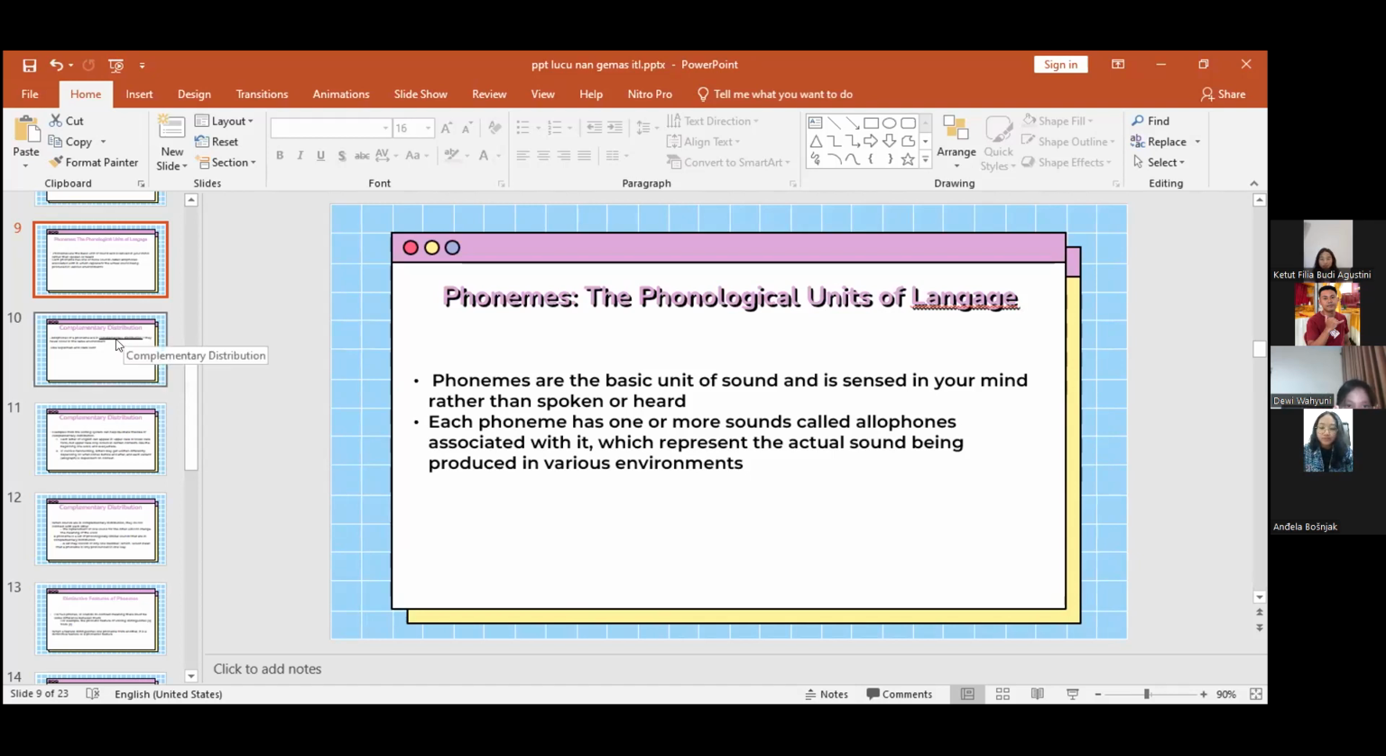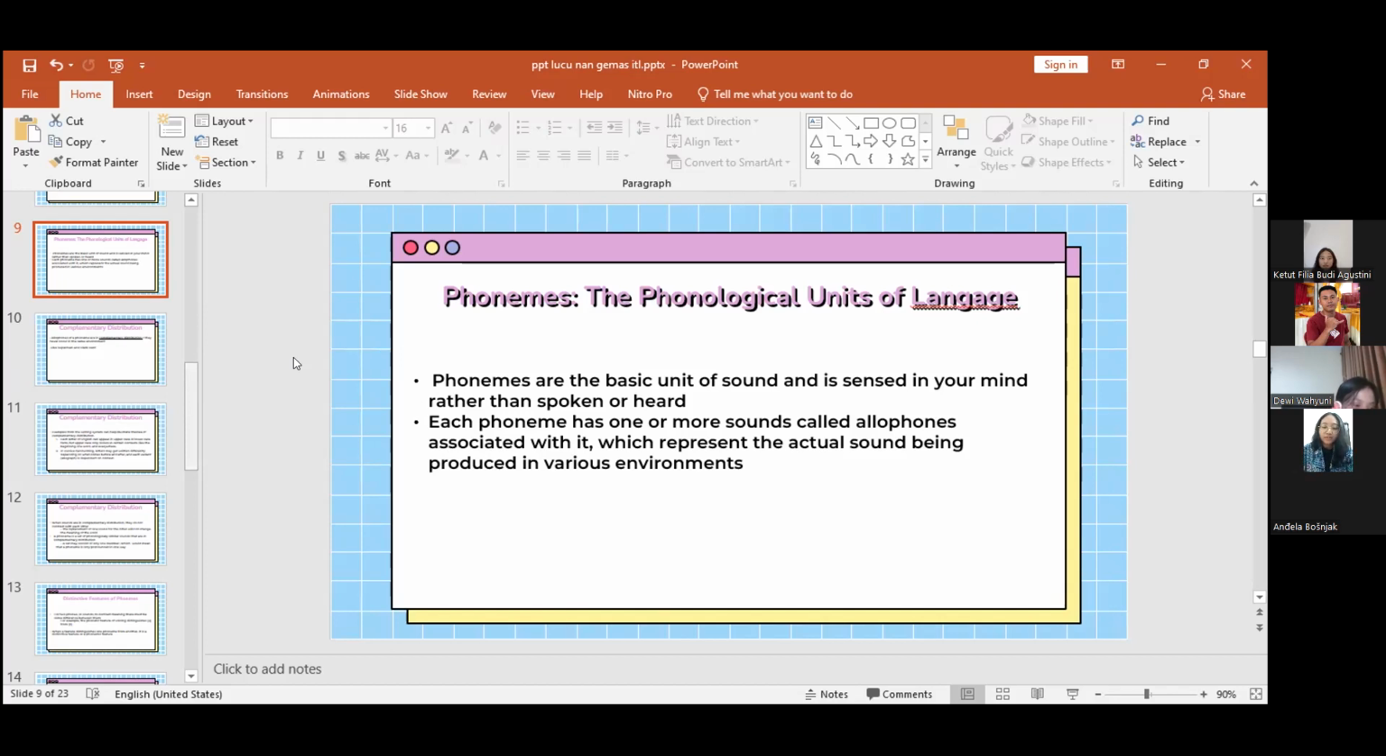So in English, we have some phonemes such as p, b, e, s, and t. So there are like 6 phonemes in English.